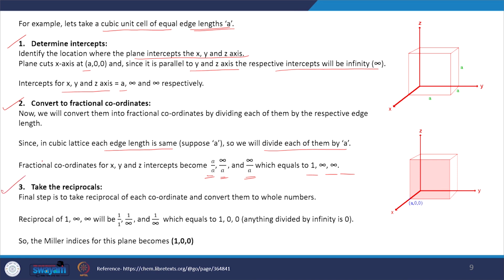Then the third step is to take the reciprocals. The final step is to take the reciprocal of each coordinate and convert them to whole numbers. The reciprocal of 1, infinity and infinity will be 1 by 1, 1 by infinity and 1 by infinity, which is equal to 1, 0, 0. So, the Miller indices for this plane become 1, 0, 0.